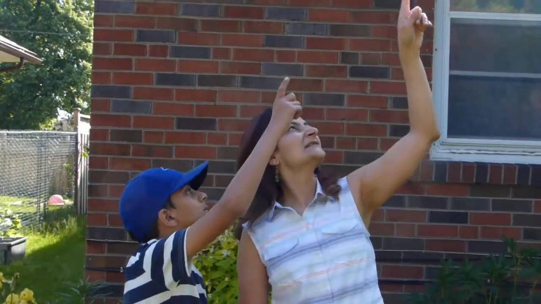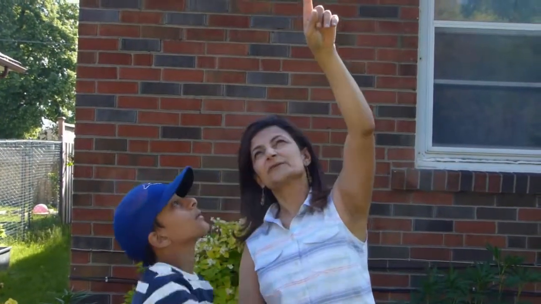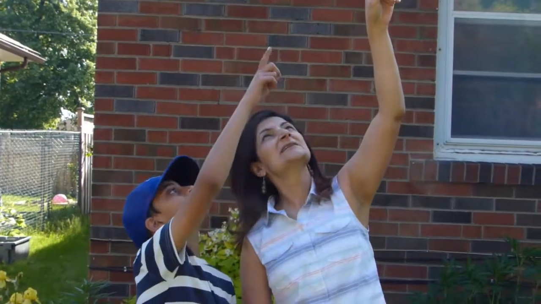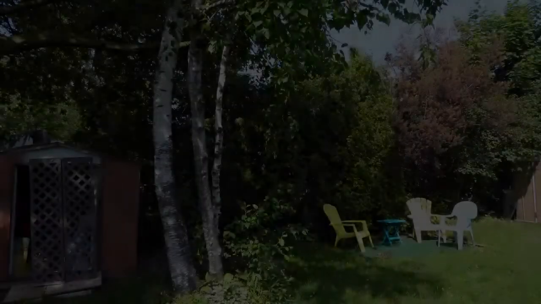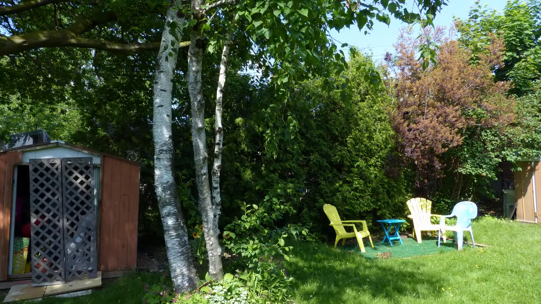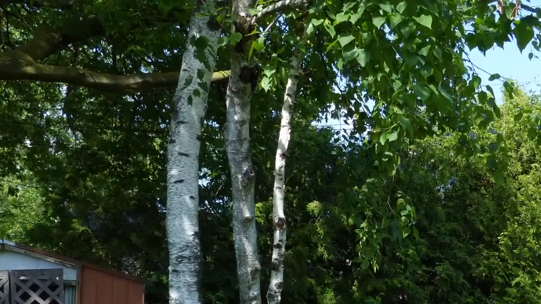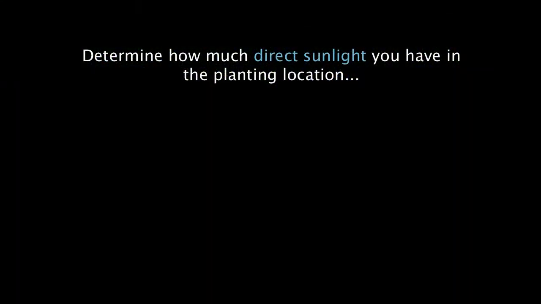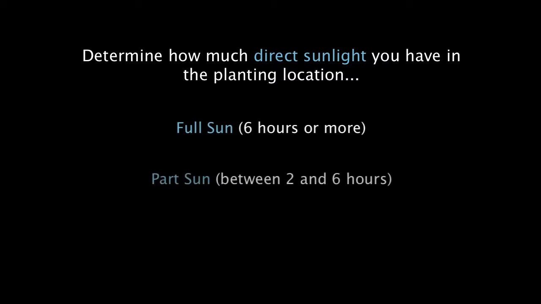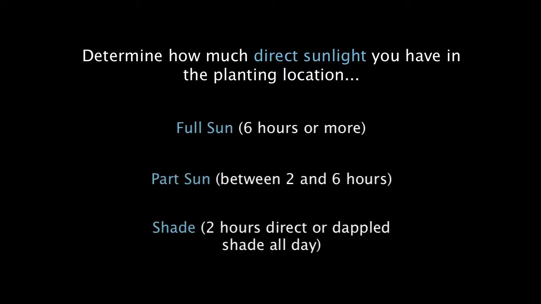Step 2. Sun. The next step is to determine how much sunlight your yard gets throughout the day in the areas where you would like to plant. You can do this by stepping outside to observe the sun in the early morning, midday, and late afternoon. You will also want to consider if there are any surrounding mature trees shading the planting area. Try to determine how much direct sunlight you have in the planting location: full sun, part sun, or shade.